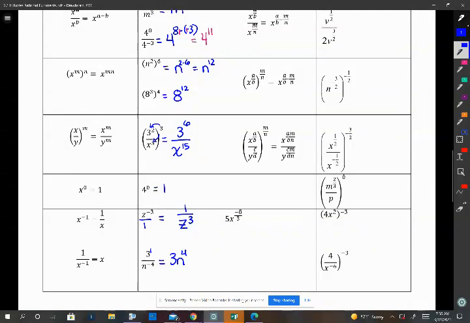All right, so those are all the exponent rules that you used or learned as an 8th grader. I'm going to stop the video here, and then in the next video, we'll talk about what we do when our exponents are actually fractions.